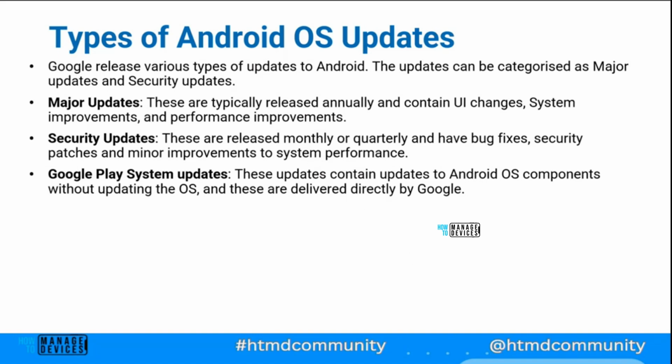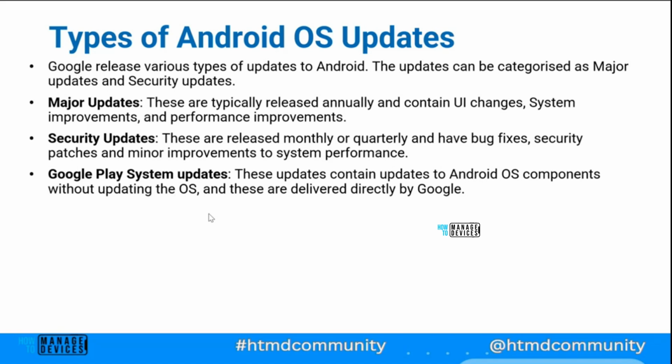Similarly, Google releases security updates every month and quarterly as well. With these security updates, there won't be any changes to the UI. There will be minor improvements and bug fixes. There will be security patches and bug fixes which were identified during the last month, or any vulnerabilities. Those kinds of updates are available in the security updates. These updates contain minor improvements.